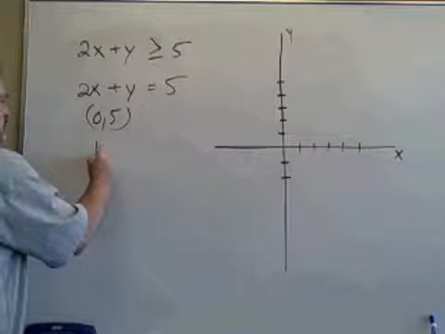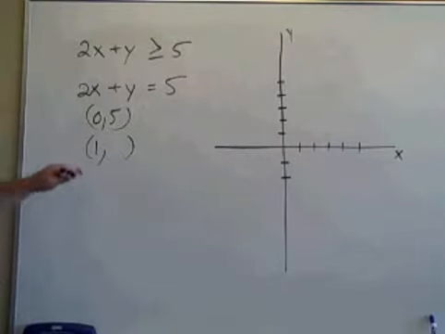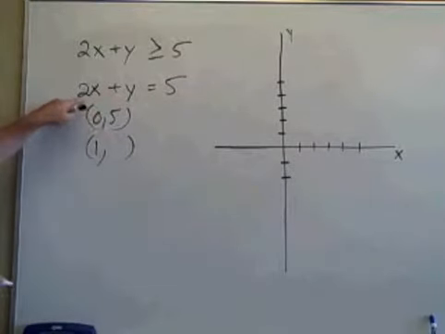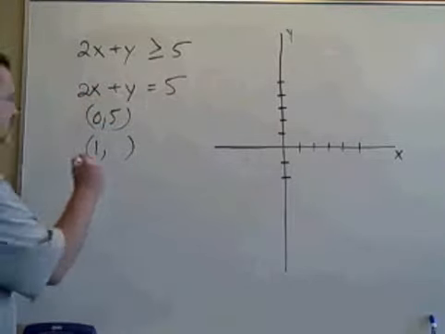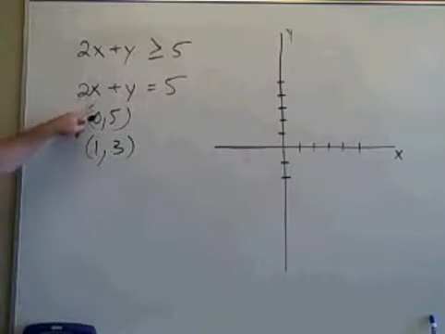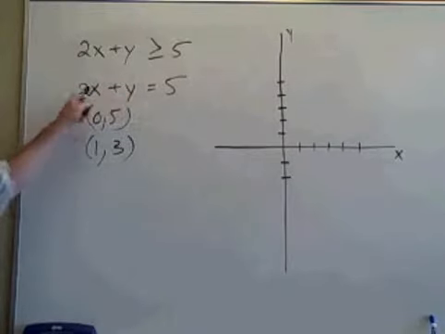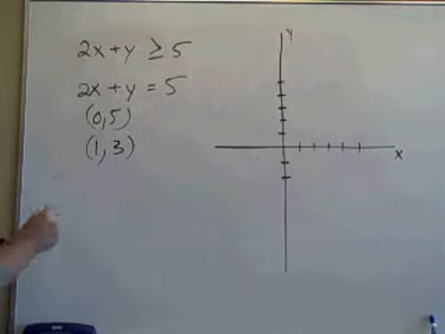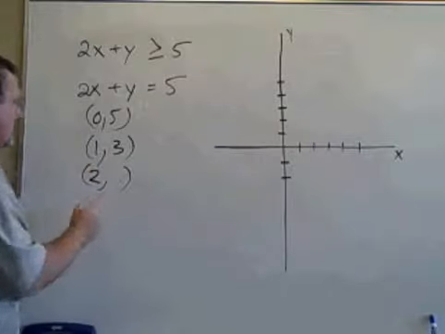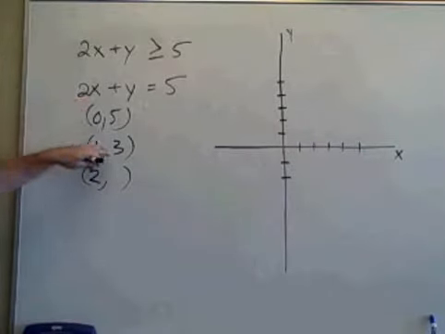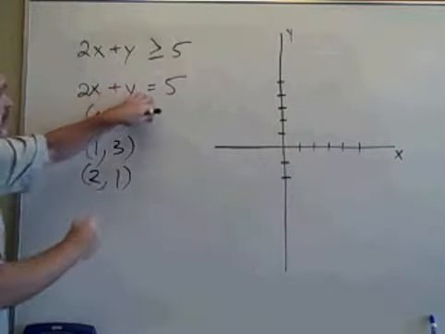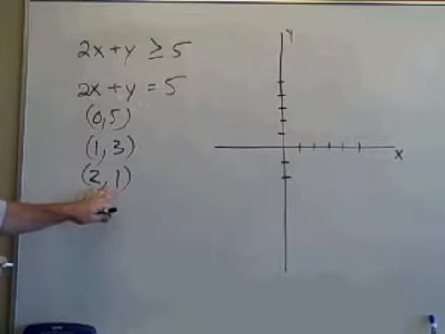That solves the equation, doesn't it, if x is 0? Well, what about if x is 1? What would y have to be? If x is 1, 2 times 1 is 2. 2 plus 3 would make 5. So if x is 1, y has to be 3 to make the left side equal to 5. What if x is 2? 2 times 2 is 4. 4 plus 1 would make 5. So y would have to be 1.